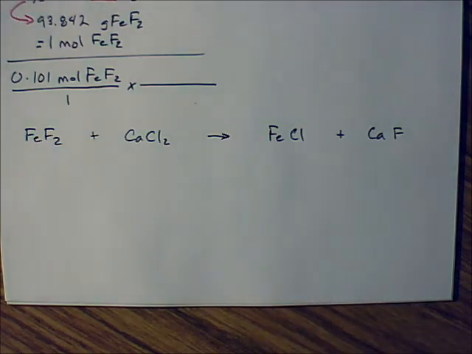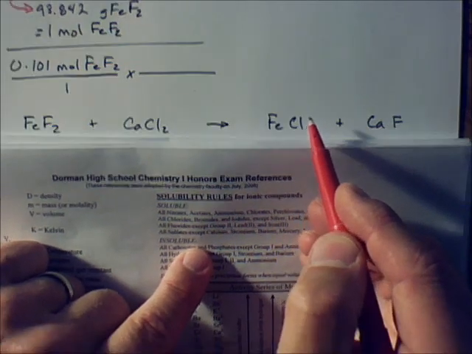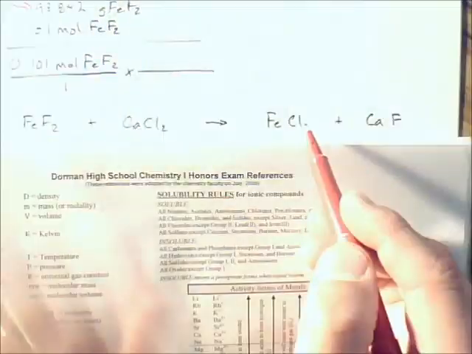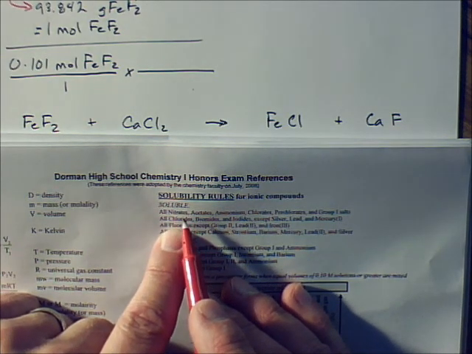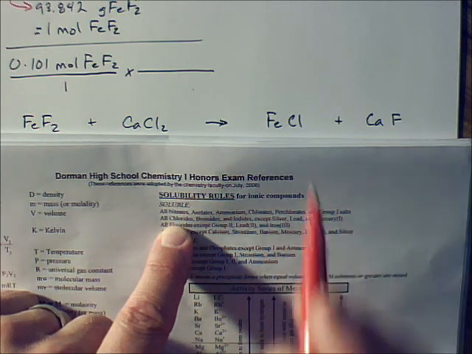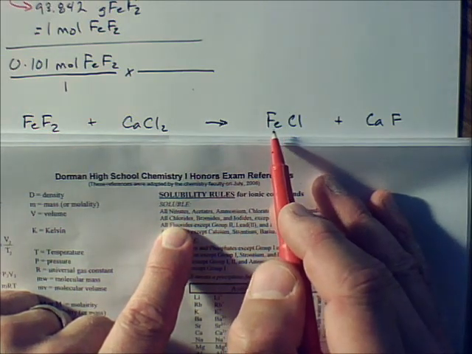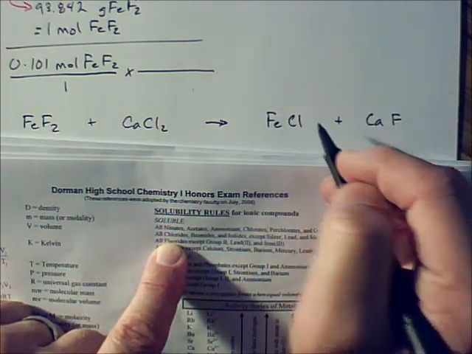For that, I need the solubility rules. All right, so chlorides, my solubility rules tell me chlorides are mostly soluble. So in water, they would be aqueous unless they're bonded with silver, lead, or mercury. Well, this isn't silver, lead, or mercury. So this fits the rule, and so this is going to be aqueous.